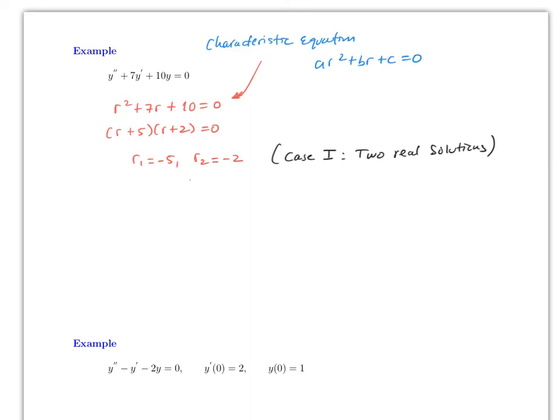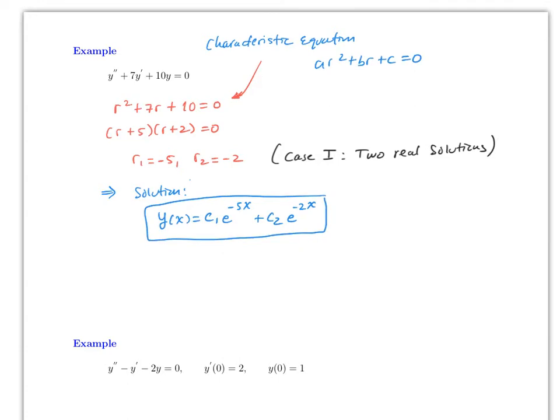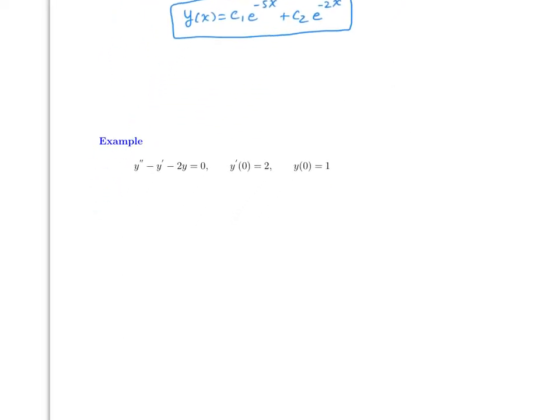So therefore the solution is going to be y of x is equal to c1 e to the minus 5x plus c2 e to the minus 2x. And if you don't have any initial conditions, that's it, because without initial conditions you cannot find c1 or c2. All right, let's try one more.